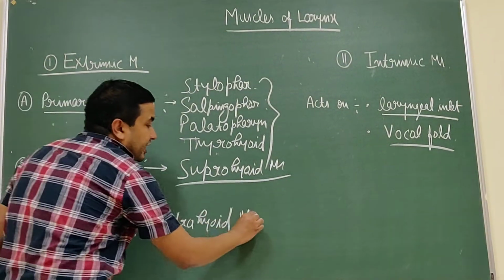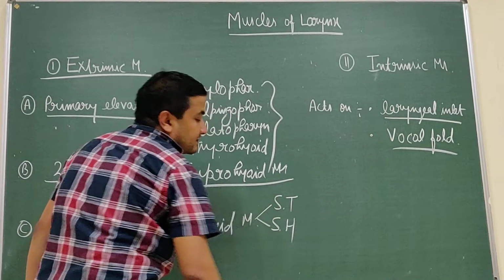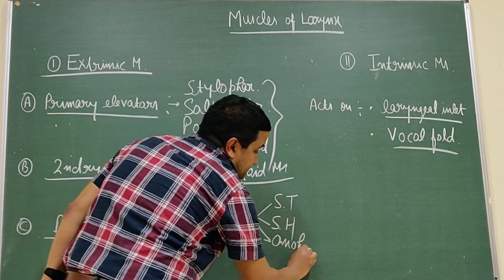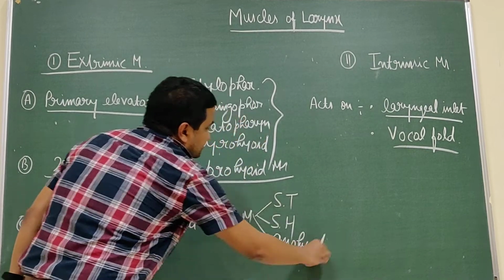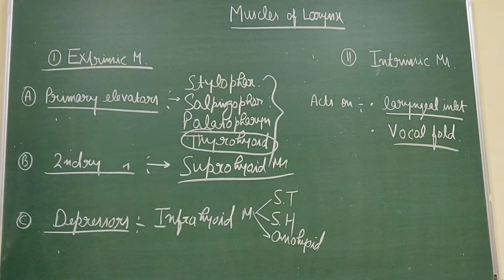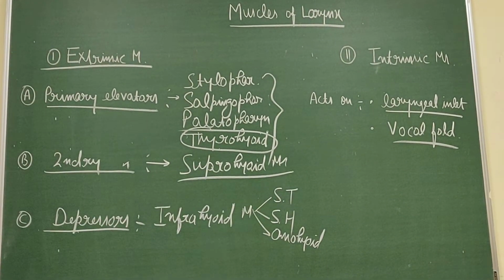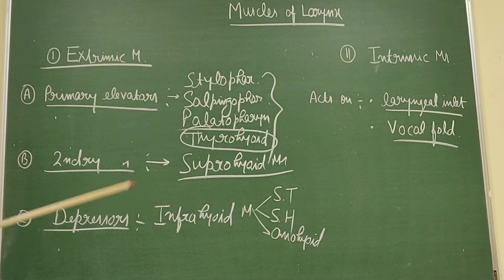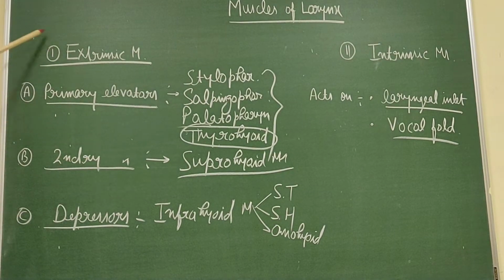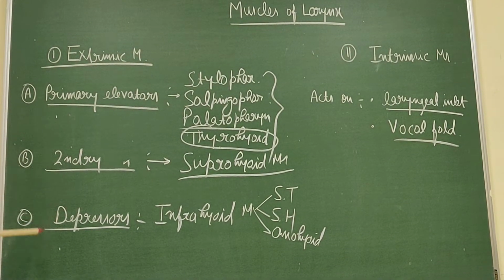That is the sternothyroid, sternohyoid, and omohyoid. Except the thyrohyoid, which is an elevator, the remaining three infrahyoid muscles are the depressors. They depress the larynx. So these are the extrinsic muscles and their actions.